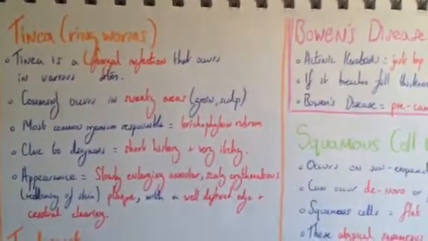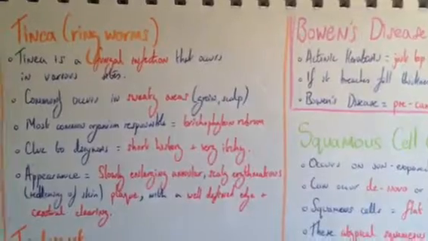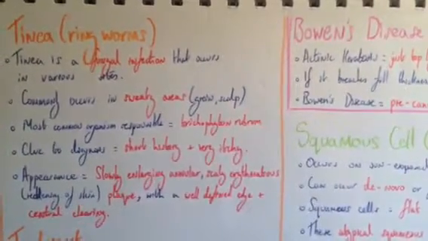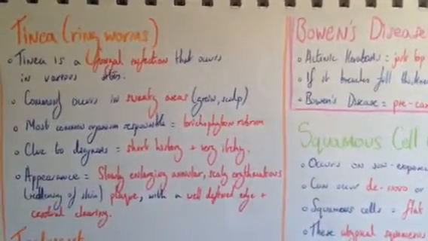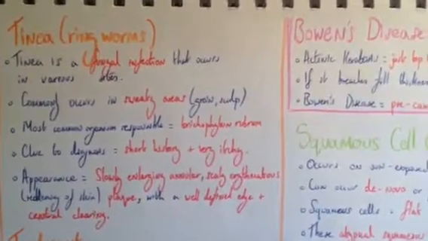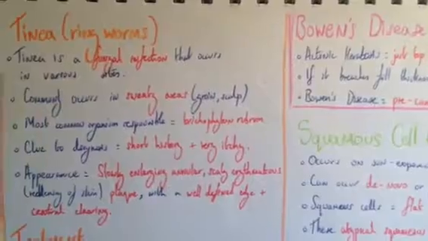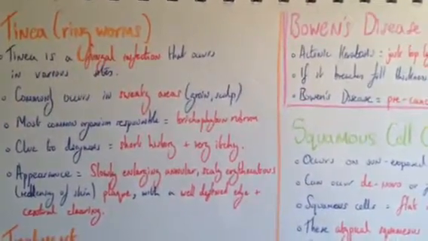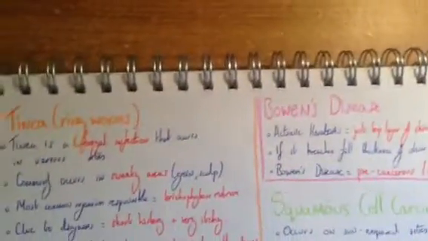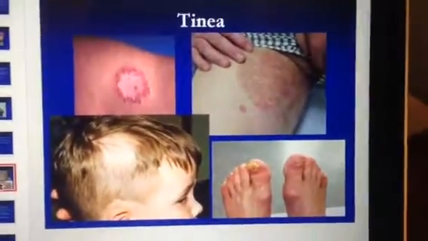Its appearance is a slowly enlarging annular, scaly, erythematous plaque with a well-defined edge and central clearing. So I'm going to show you a picture because that is a mouthful. Here we can see tinea.